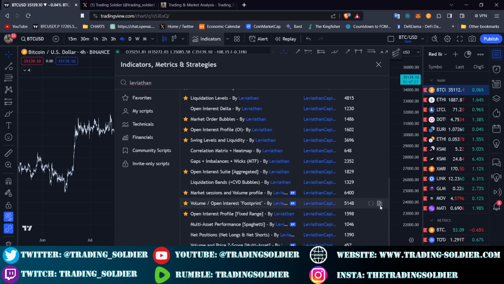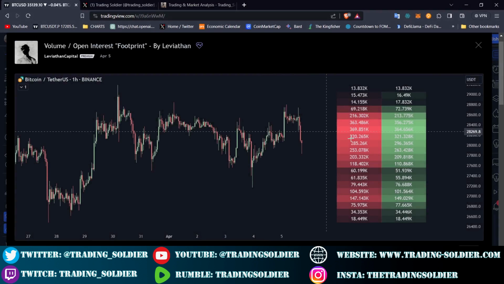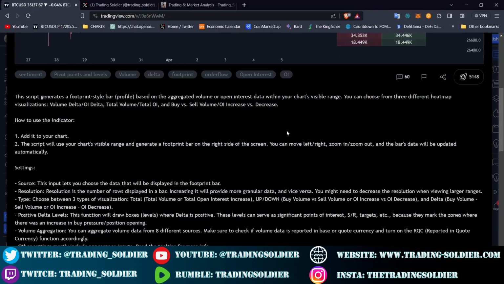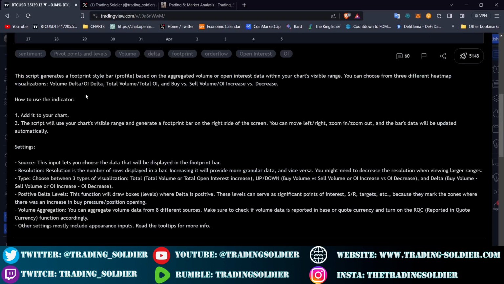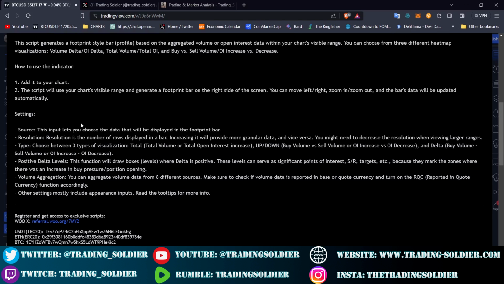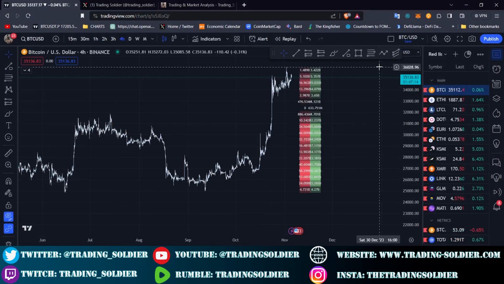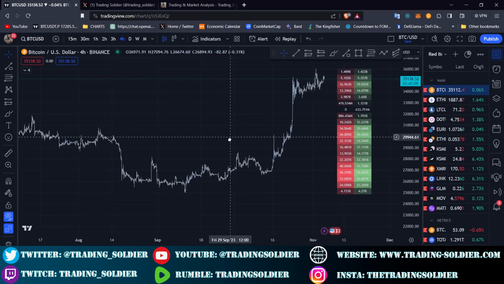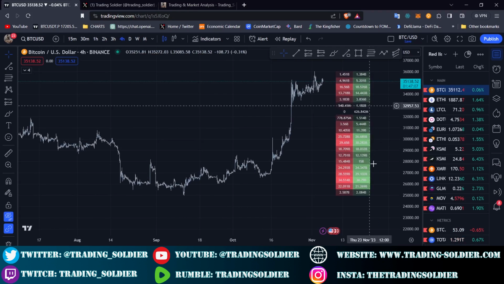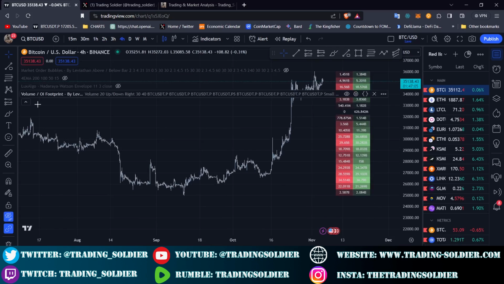I also encourage you to read the explanation that Leviathan gives on this indicator. Here he explains the basics of this indicator, but I encourage you to click on the indicator, add it to the chart, and do a little test with it. So now the indicator is added to the chart. We go here into settings.